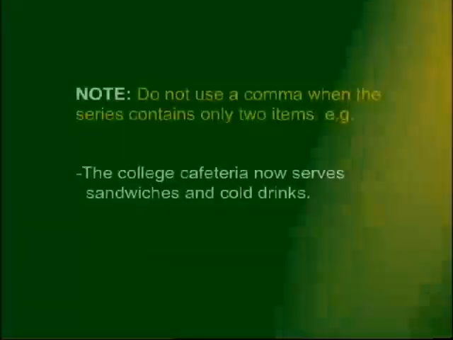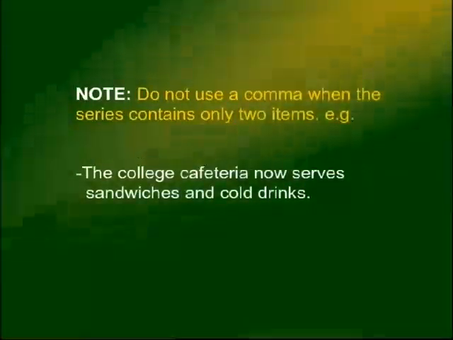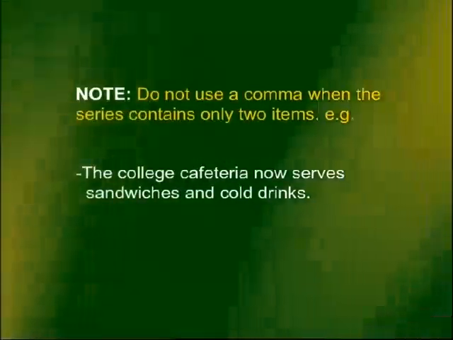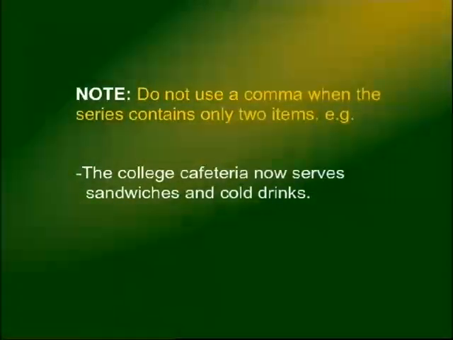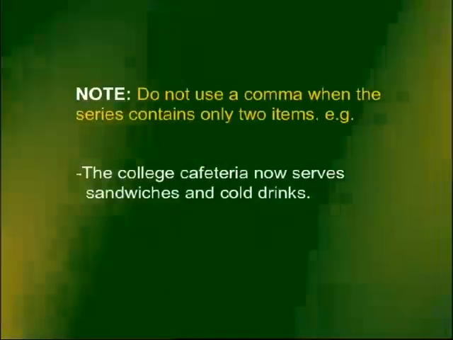Now, remember that you do not use a comma when the series contains only 2 items. For instance, in the following sentence, the college cafeteria now serves sandwiches and cold drinks. Now, in that sentence, there are just 2 items, and there is no need for you to put a comma over there. So remember, you do not use a comma when the series contains only 2 items.